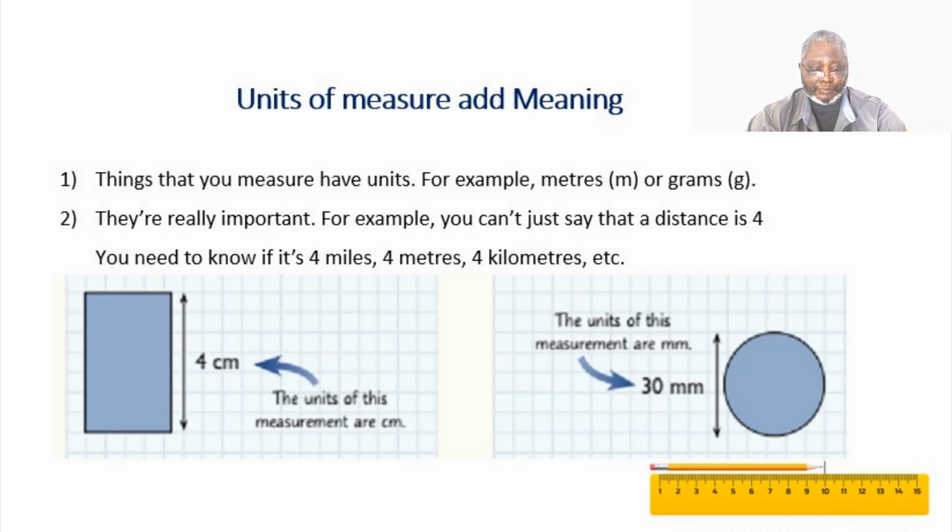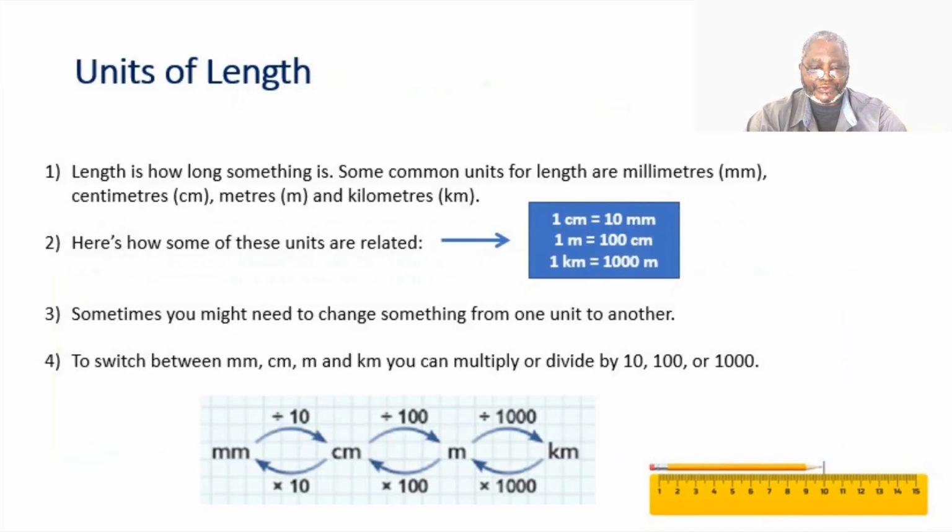If you look at the diagrams below, you will see what I'm talking about. The rectangle is 4 centimeters long and the circle is 30 millimeters wide. Length is how long something is. Some common units for length are millimeters, centimeters, meters, and kilometers. Note how they are abbreviated when you're working with them.